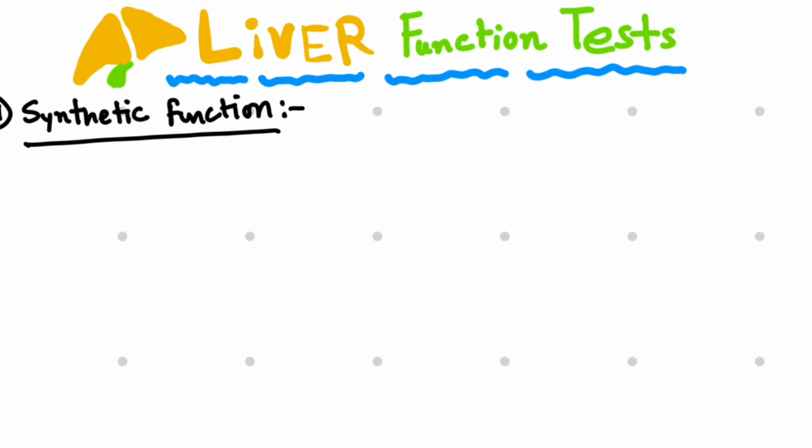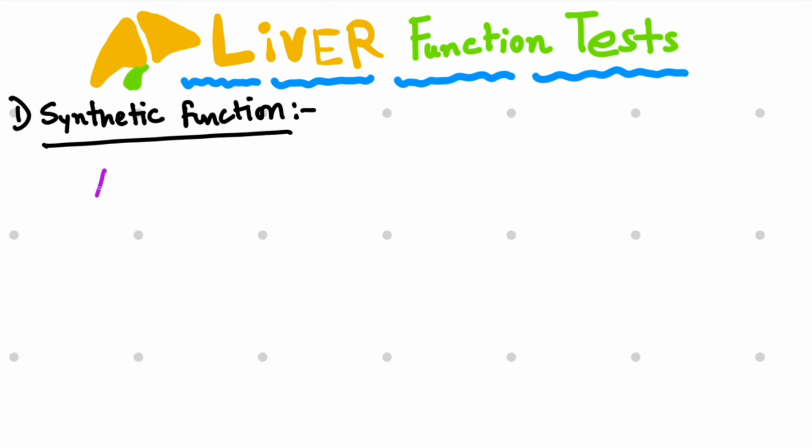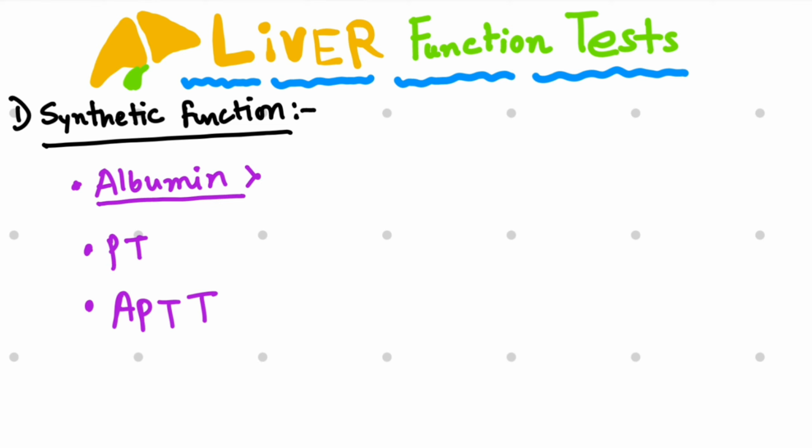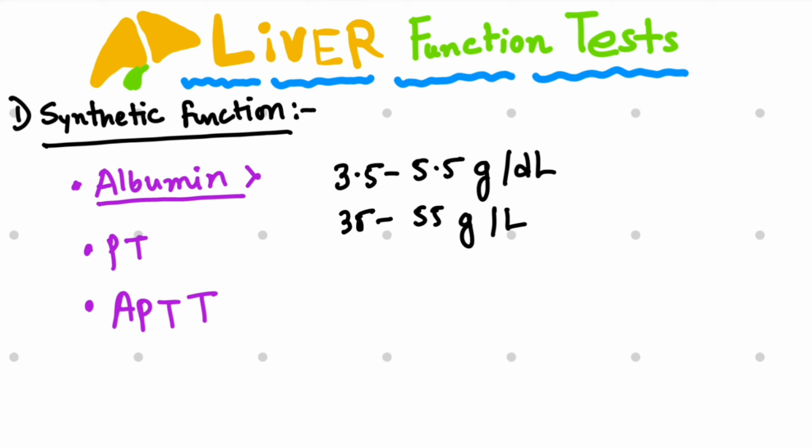So, what are the tests by which we can assess the synthetic function of the liver? They are serum albumin, then prothrombin time, and APTT or activated partial thromboplastin time. So, albumin is synthesized by liver. The normal value of serum albumin in a healthy individual is about 3.5 to 5.5 grams per deciliter, or it can be put this way, 35 to 55 gram per liter. These values vary from lab to lab.